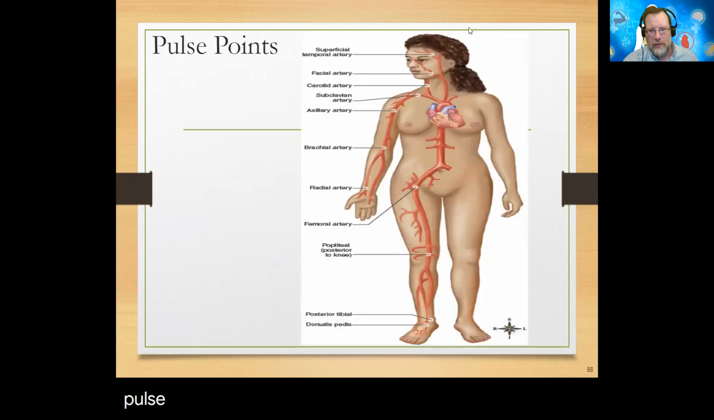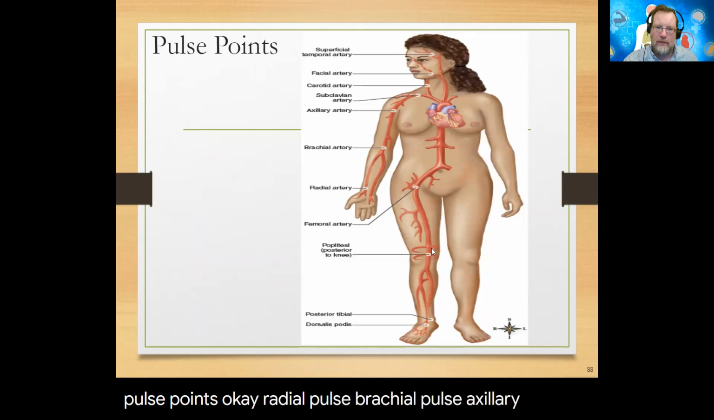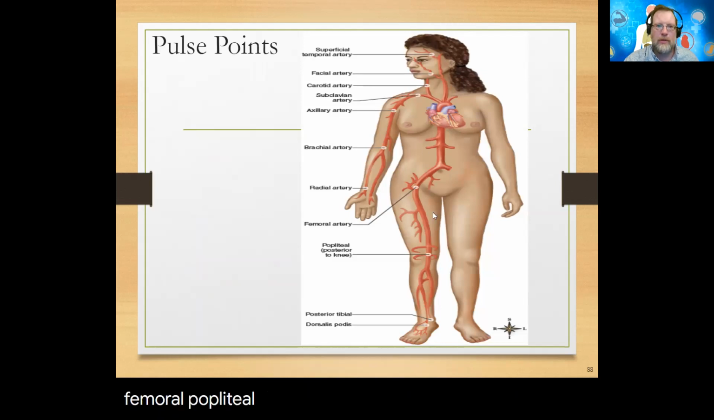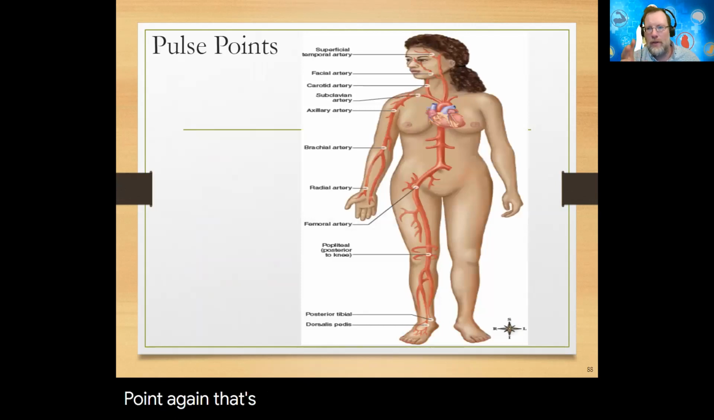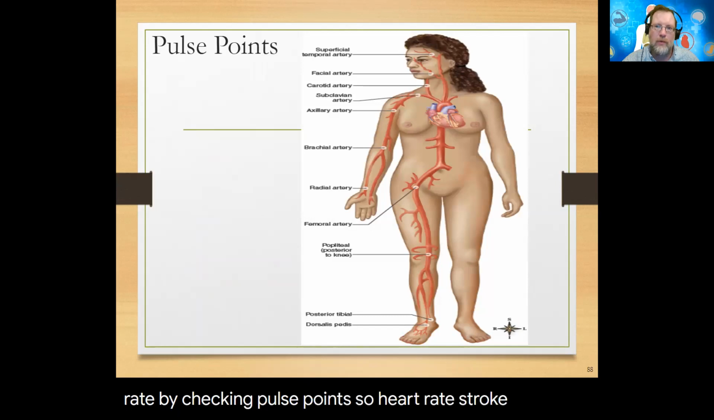Different pulse points. Okay. Radial pulse, brachial pulse, axillary pulse, femoral, popliteal pulse. Okay, so those are just the different pulse points. Again, that's every time we can measure heart rate by checking pulse points. So heart rate times stroke volume equals cardiac output.